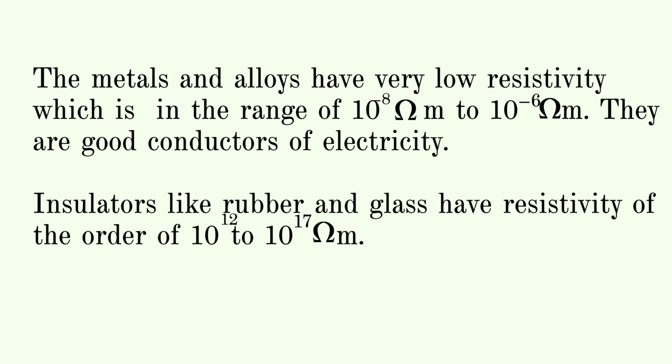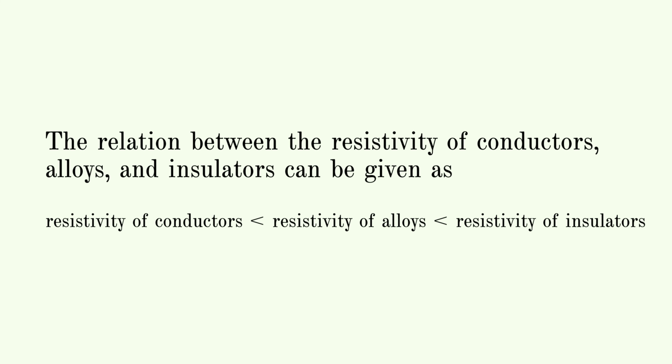Metals and alloys have very low resistivity, in the range of 10 to the power minus 8 ohm meter to 10 to the power minus 6 ohm meter, making them very good conductors of electricity. Insulators like rubber and glass have resistivity of the order of 10 to the power 12 to 10 to the power 17 ohm meter. Conductors have the least resistivity as they allow electric current to pass through them easily, while insulators have the highest resistivity because they are poor conductors of electricity.